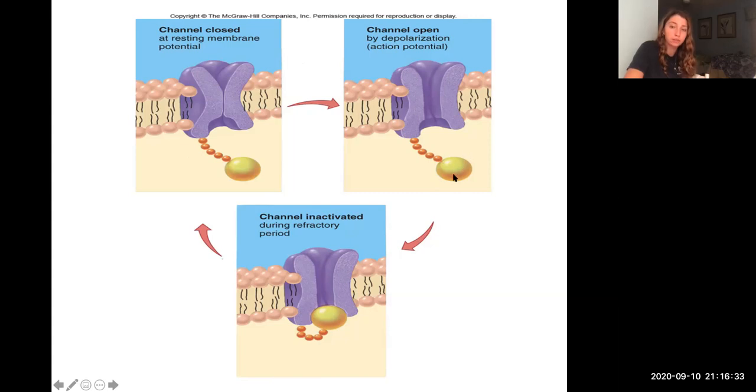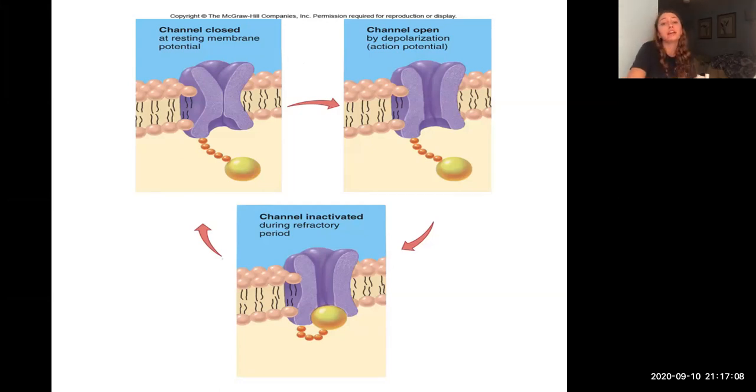Okay, and this little ball represents if it's inactive. So the next part is during the absolute refractory period. When it reaches that peak at the top of the graph, potassium channels are open and potassium is rushing out of the cell, and sodium channels will inactivate, which it shows right here. This little ball swings right up into that hole and it closes off the sodium channels, which means that the sodium cannot rush into the cell anymore.